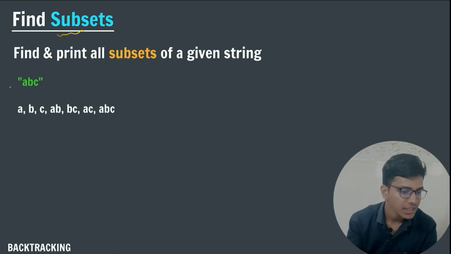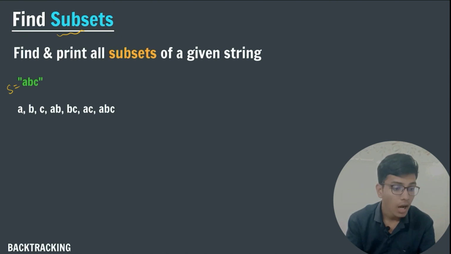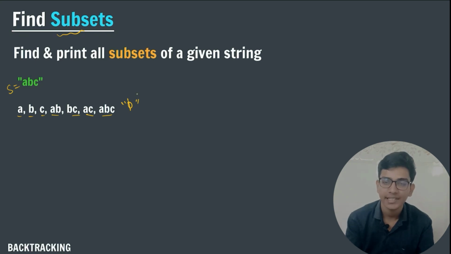In this question, we need to find all the subsets that can be possible for the given set. So first of all, what is a set? A set is a collection of objects or elements, and a subset is a part of that particular set. Here the given set is S equals ABC, and the subsets that can be possible are A, B, C, AB, BC, AC, and ABC, and finally an empty set. The empty set is represented by the phi symbol. It is nothing but a null set.